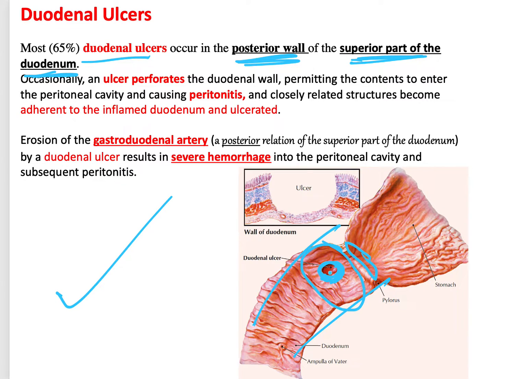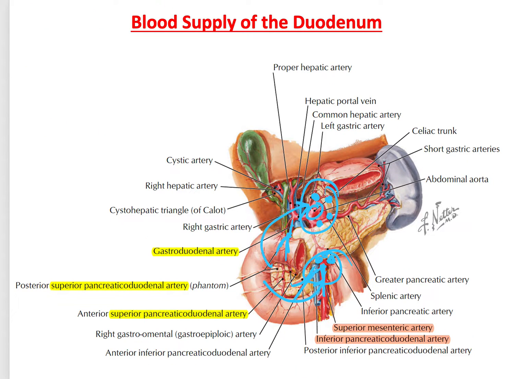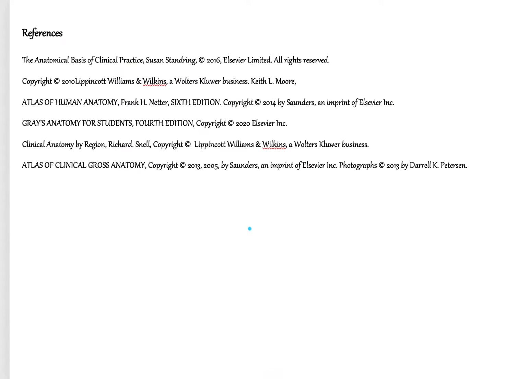Why is it important? If the duodenum is perforated, there is an important artery here, which is the gastroduodenal artery. That means you have to expect massive bleeding, severe hemorrhage here. That's why this part of the slide is important. Let me remind you guys here. Look at the gastroduodenal artery that passes behind the first part of the duodenum. So if there is erosion or ulcer in the posterior wall here, that will lead to massive bleeding.